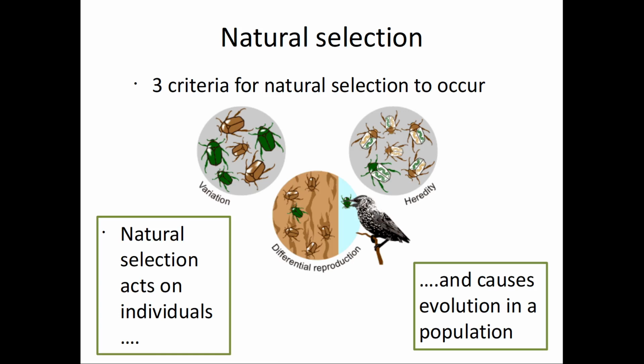All right, we have this example here of these beetles. We have variation in beetles. You have green and brown, and it happens to be that the bird primarily eats the green, or maybe there's other selective pressure that changes the abundance of that particular gene in the population.